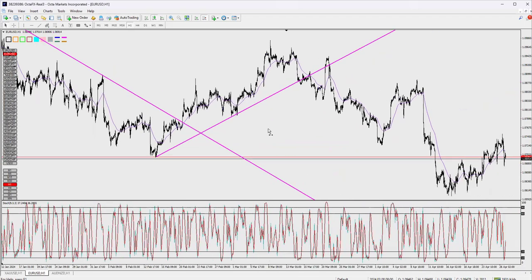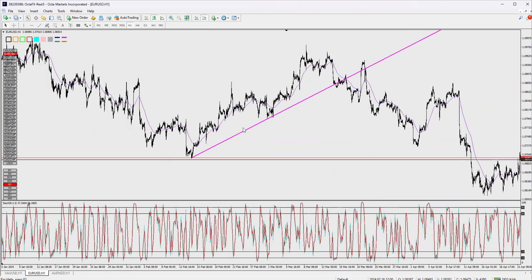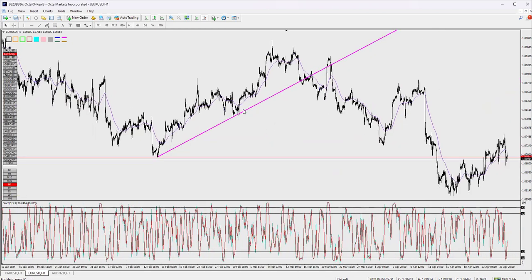So first, you are going to draw your trend line. Okay, let's say this is an uptrend. So what you will do, this is an uptrend. You have two trends here. This is the main one, but I'm going to draw another trend right here. So we have two trends right here.